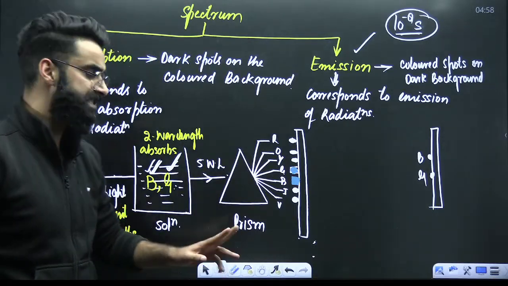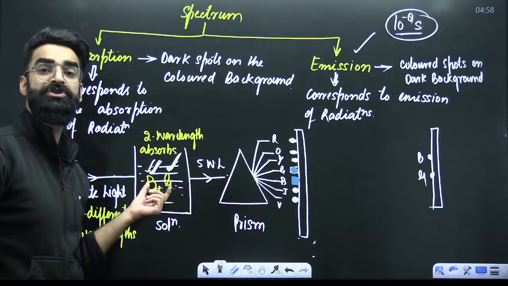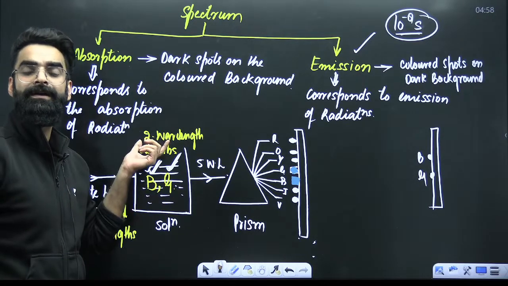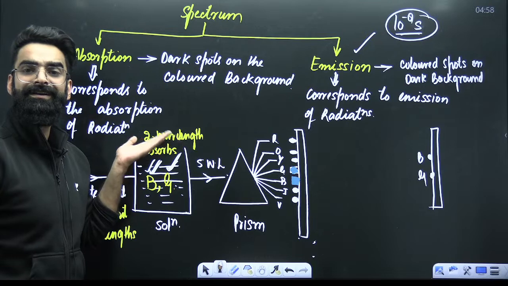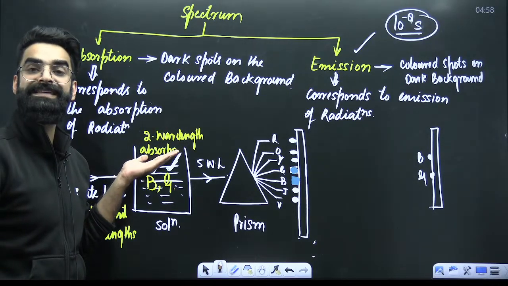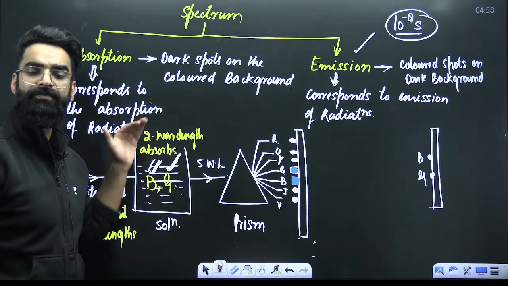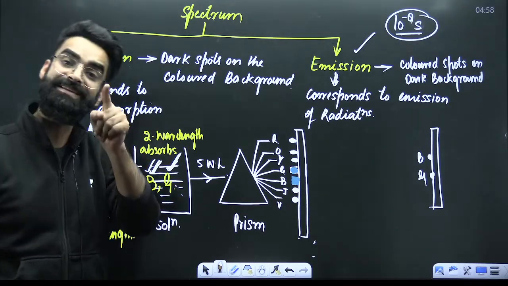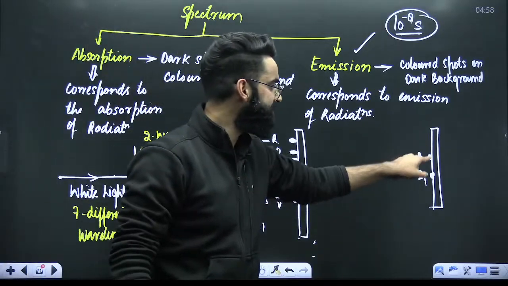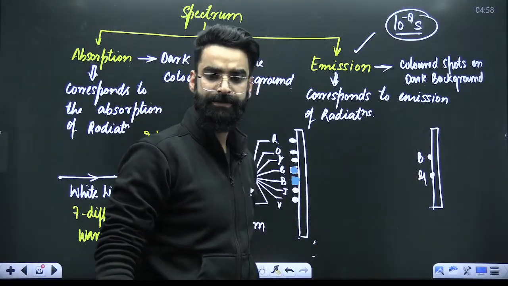Perfect. So first of all, what happened? This solution absorbed 2 of the wavelengths, right? By means of which electrons got excited. An electron in the excited state is considered to be unstable. It just resides there for only 10 raised to the power minus 8 seconds. So it jumps back from higher to lower. It's going to emit the same radiations which it had absorbed, right? And those 2 wavelengths I'm showing over here on the photographic plate.